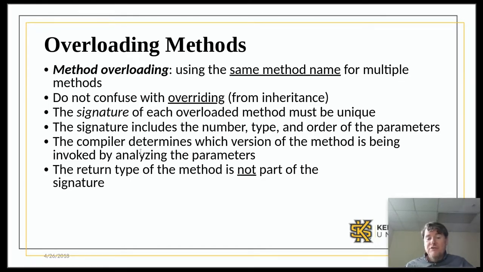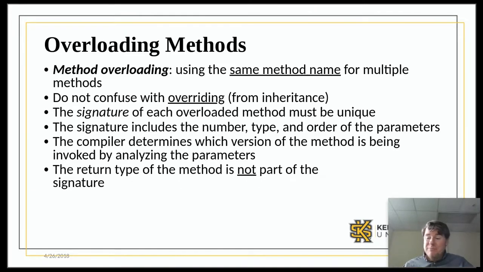The signature of the overloaded method has to be unique, and what I mean by that is if you're going to have two different methods, they must have something that is unique about them, otherwise the compiler is going to complain. So you might have a different number of parameters, or the order of the parameters that are being passed in, that would differentiate it.